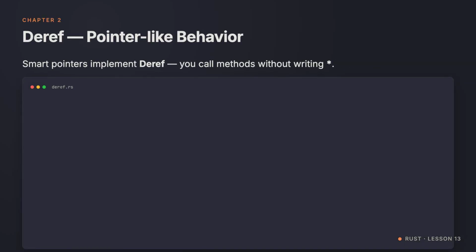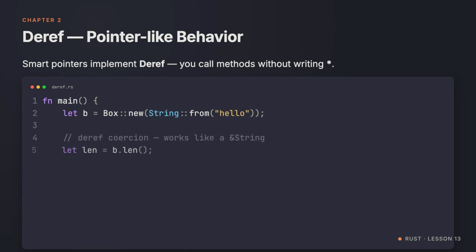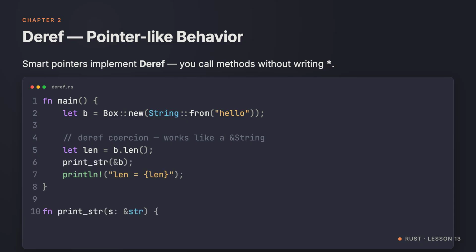The Deref trait is what makes smart pointers feel like real pointers rather than wrapper objects. When you call a method or access a field on a Box, Rust automatically dereferences it to the inner value. You almost never have to write a star manually. In the example, we have a Box holding a String. We can call .len on it directly. The method call goes through the Box's Deref implementation, fetching a reference to the underlying String and then calling len on that. From your perspective, the Box is invisible.